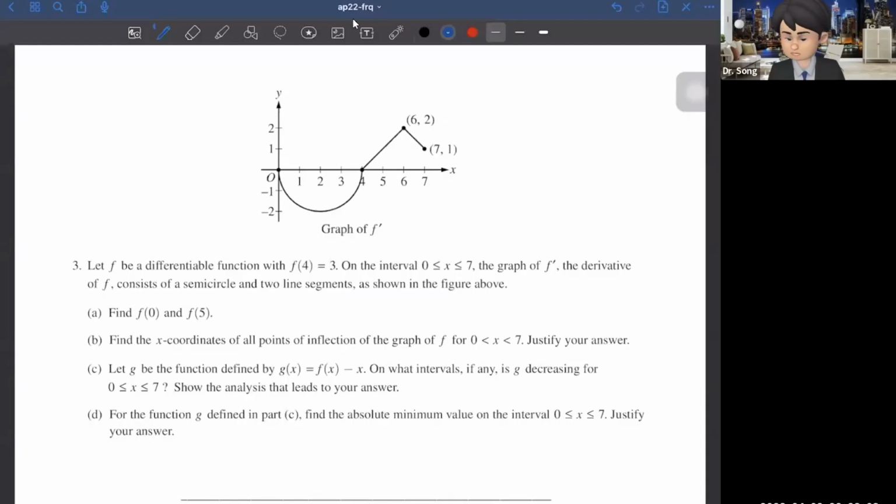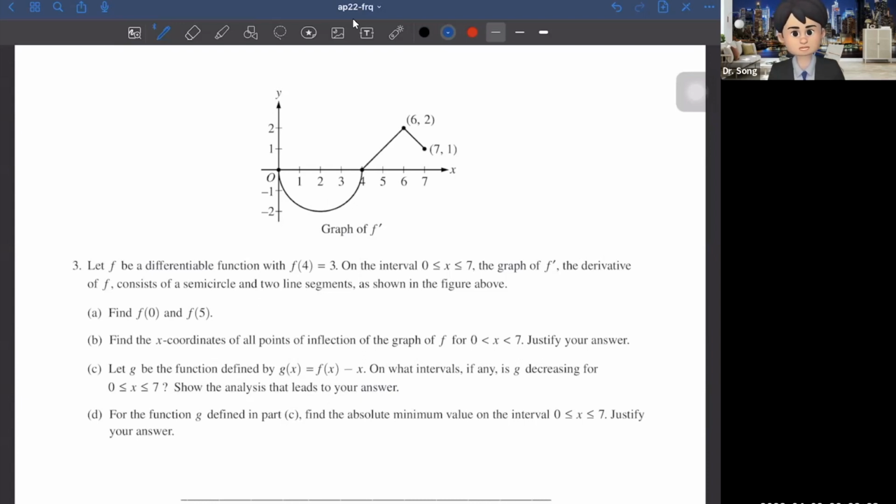Hi guys, in this video, I'm going to cover the AP Calculus AB question number 3 of the FRQ. So take a look at this question, and we have the graph, and this graph is f prime, it's not the f. And it's a differentiable function with f of 4 equals 3. And the interval is given as between 0 and 7.